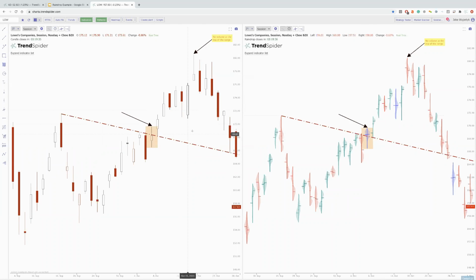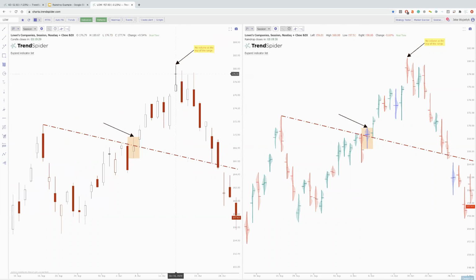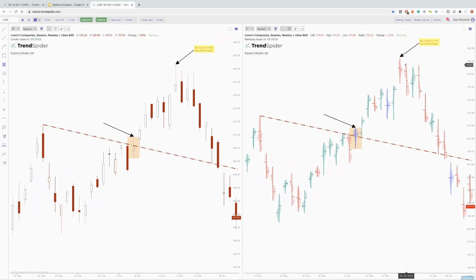So being able to look for those discrepancies within these wicks is something that's incredibly powerful. You can see here, on October 16th, we had this wick, and there just wasn't a lot of volume at the top of the range. On the right-hand side, there wasn't any volume at the top of the range. It was flat.